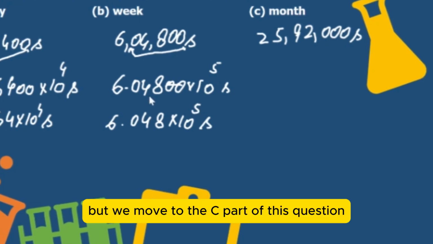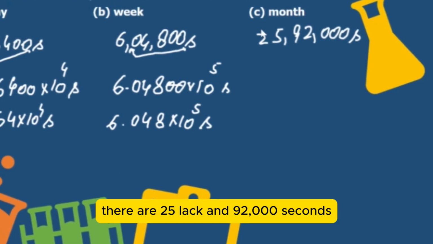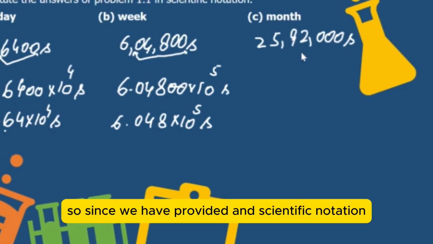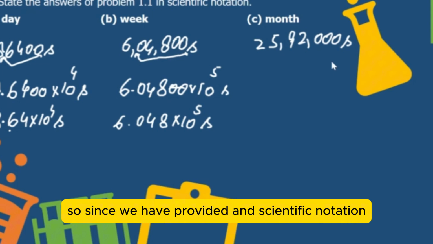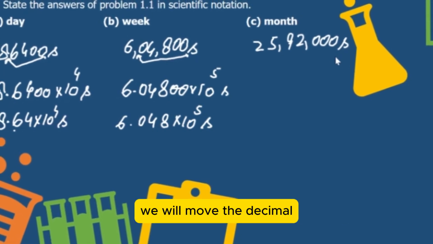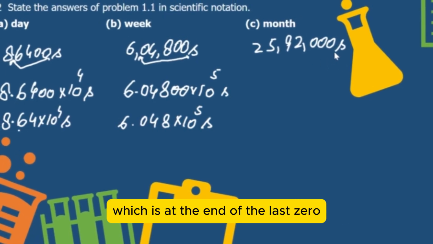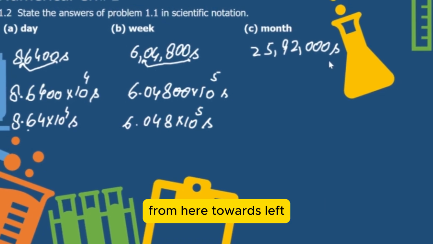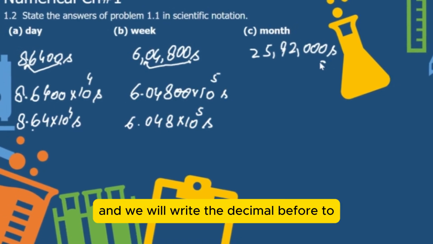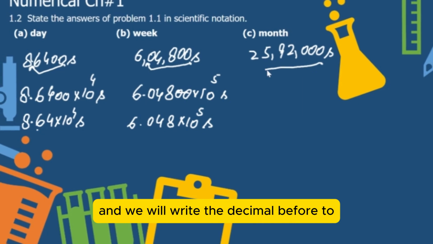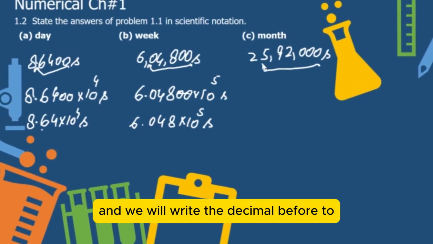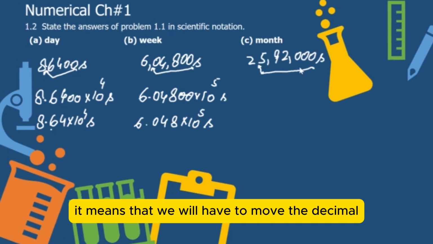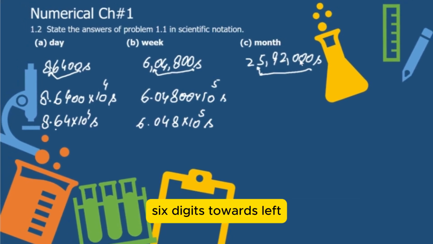Now we move to the C part of this question. There are 25,92,000 seconds. So since we have to write it in scientific notation, we will move the decimal, which is at the end of the last zero, from here towards left, and we will write the decimal before 2. It means that we will have to move the decimal 6 digits towards left.